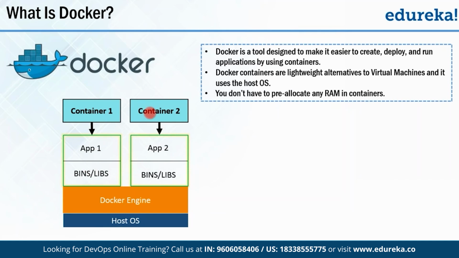All right. And there can be multiple containers running, as you can see that there are two containers here, 1 and 2. So on top of the host machine, there's a Docker engine, and on top of the Docker engine, there are multiple containers. Each of those containers will have an application running in it, and whatever binaries and libraries are required for that application are also packaged in the same container. So I hope we are clear. Now let us move forward and understand Docker in more detail.